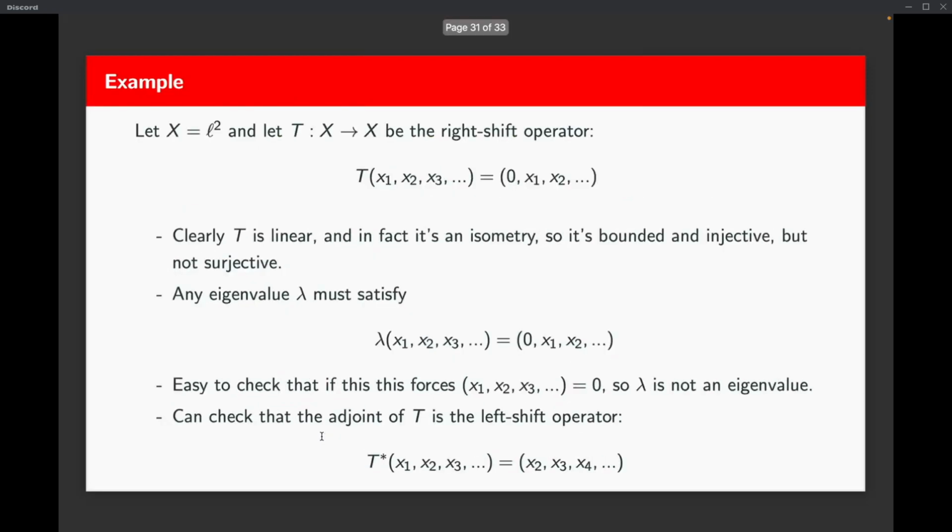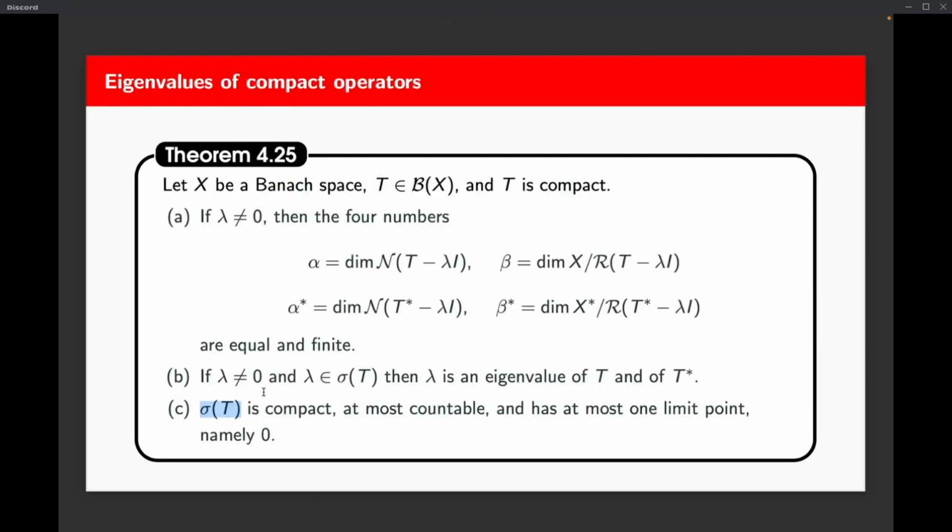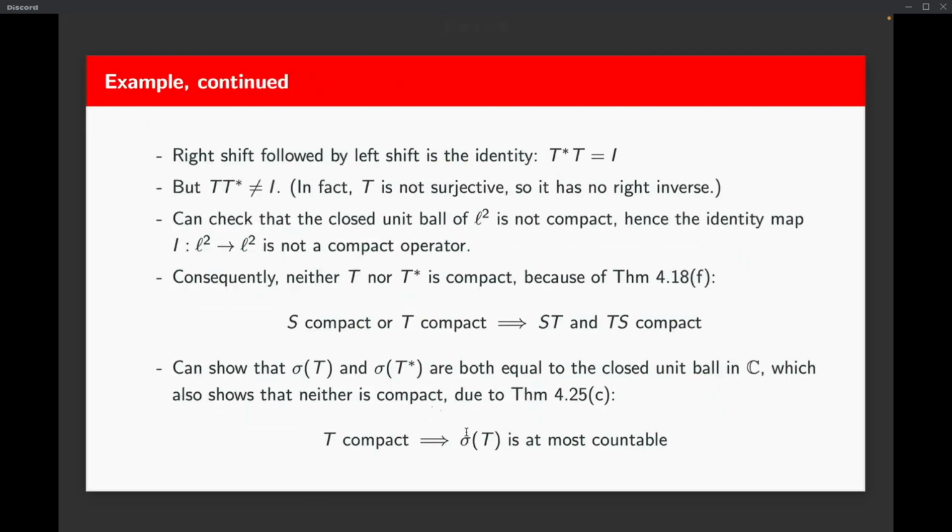We had this theorem here, which says that if T is compact, then sigma of T is at most countable. And here we've got an uncountable sigma of T. So in two different ways, we show that this is definitely not a compact operator. And we saw that T star is not either, because if it was, then T would be compact, which it's not. So both left shift and right shift are not compact.